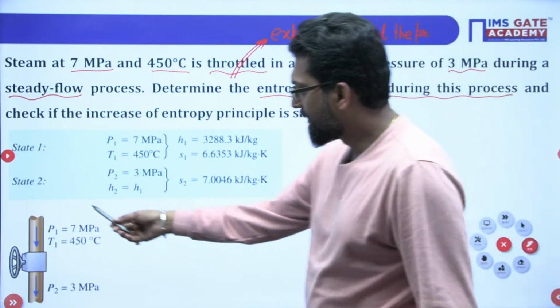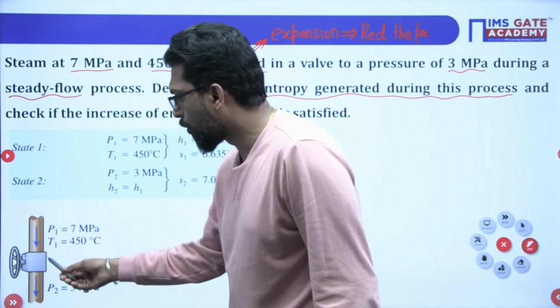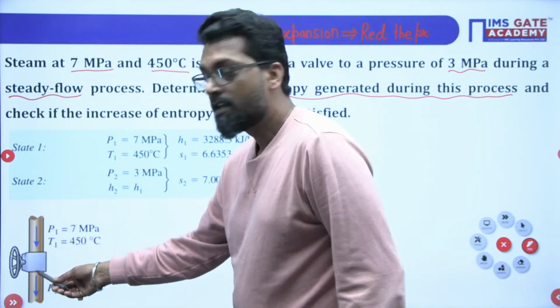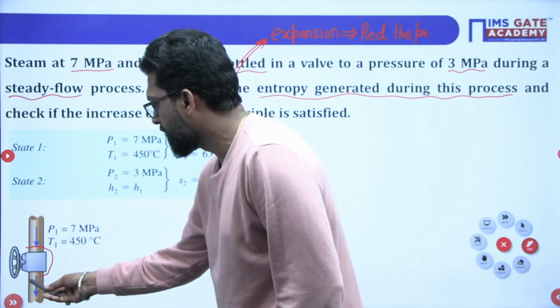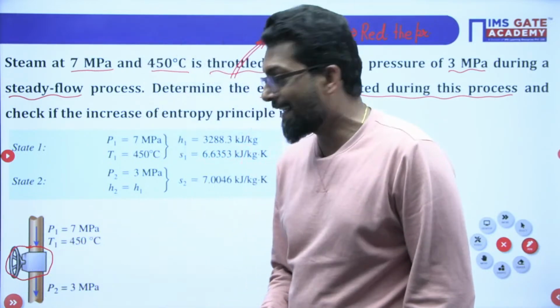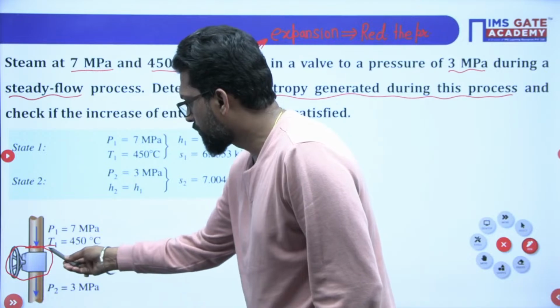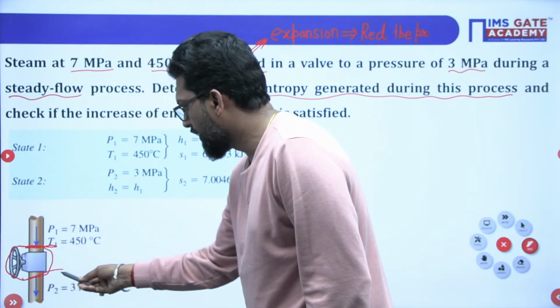See my dear, this is your pipe, and in the pipe there is a throttling valve. If you take this throttle as a system, this is your inlet of the throttle and this is your exit from the throttle.